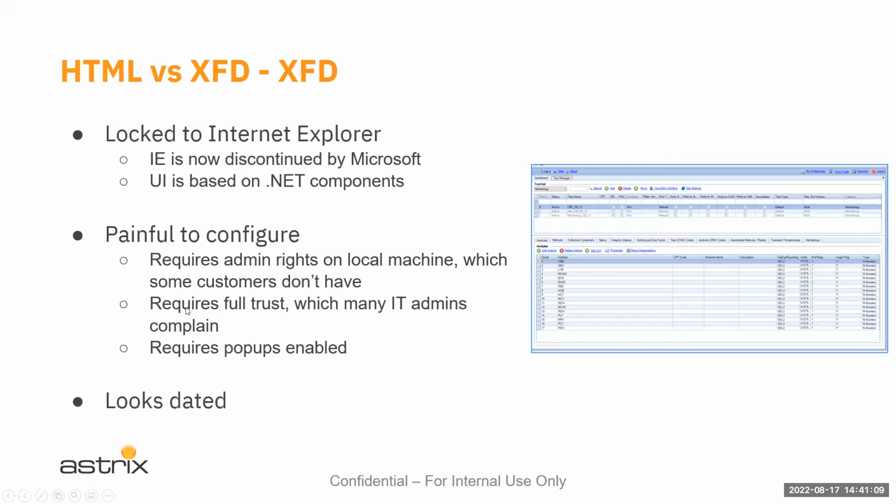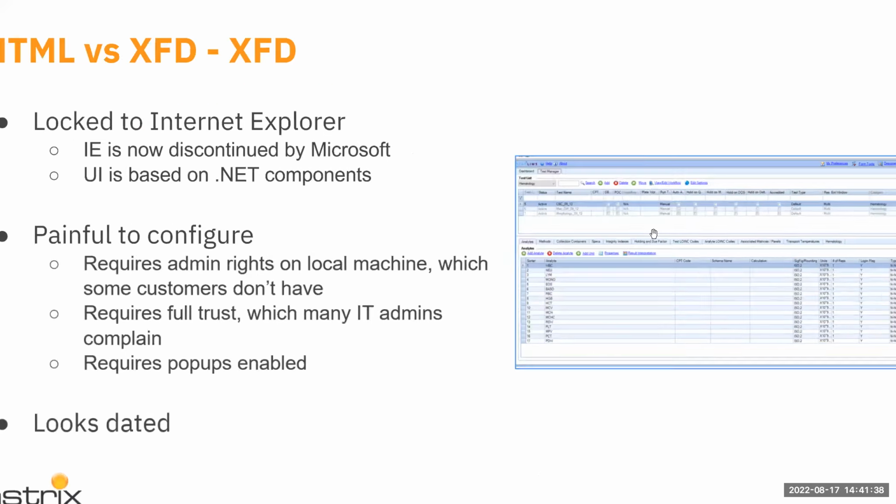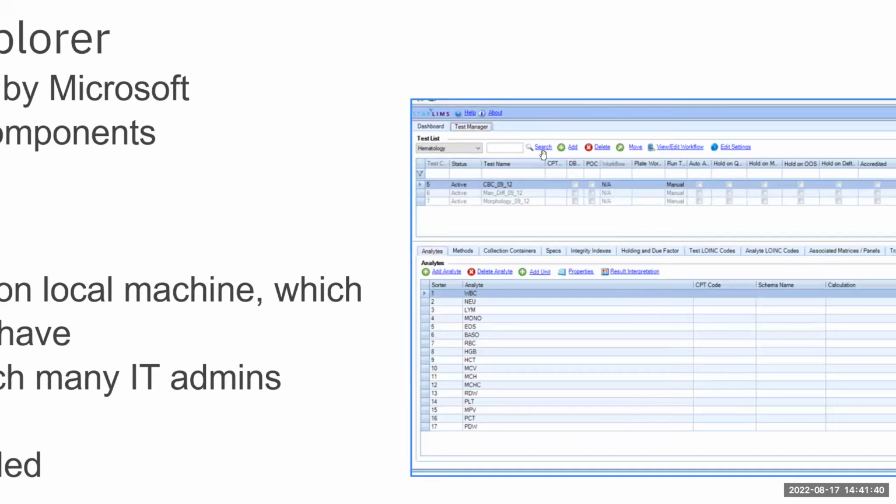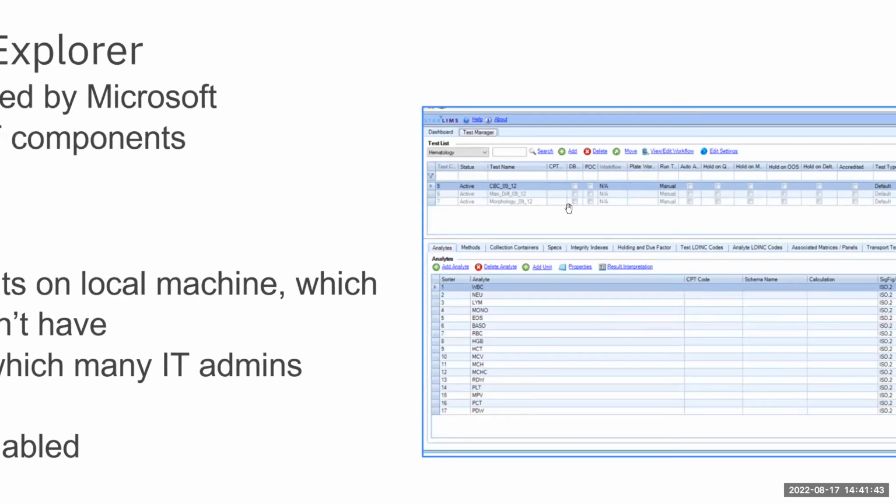Pop-ups needed to be enabled, full trust on the website. There was a lot of painful configuration back then, and it looks like an application, like an Office type of application, right? It just had a certain look and feel of the 90s or the early 2000s. Even though it was web-based, it kind of looked like a desktop application. You can see here a screenshot of it if I can zoom in, right? A little dated was the comment here.